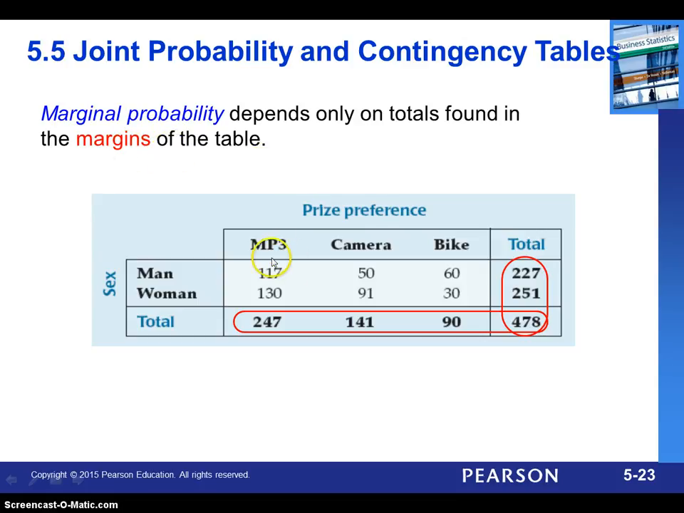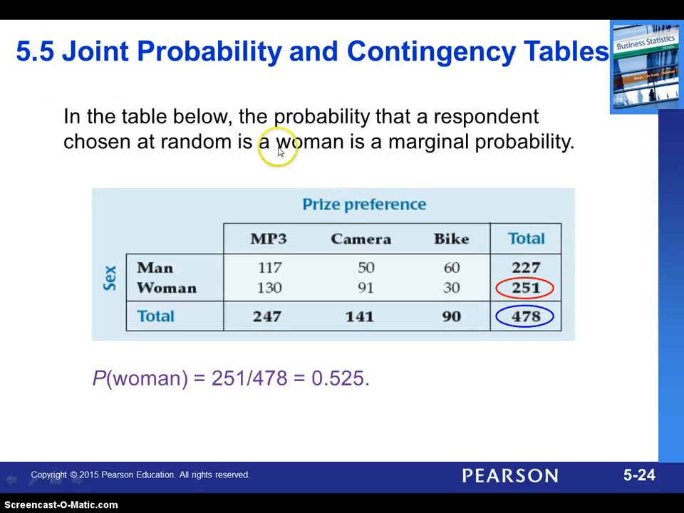And if we do probabilities based on these numbers, if we end up dividing into these numbers, we're going to call that a marginal probability. So let's look at an example. What's the probability that the person surveyed was a woman? Well, we would look at the total women, which is 251 in this marginal total column, divided by the grand total, 478. So there were 478 people surveyed.